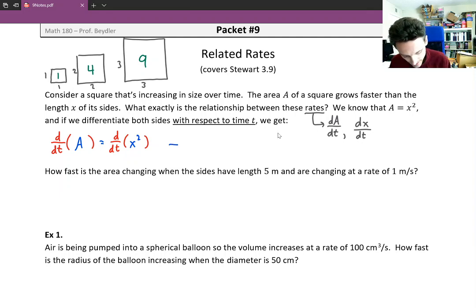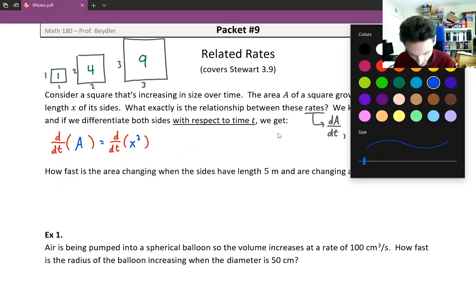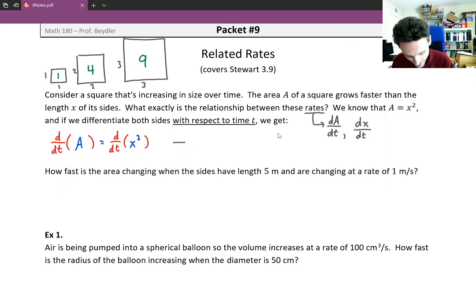Now, the first thing we're going to do is the derivative of area with respect to time. That's going to just be dA/dt. There's another way of writing that. And then on the right side, we're going to have to use a chain rule because we've got the x function inside of the squaring function. Remember, x is some kind of function of t, right? It's a function of time, and that's inside of the squaring function.